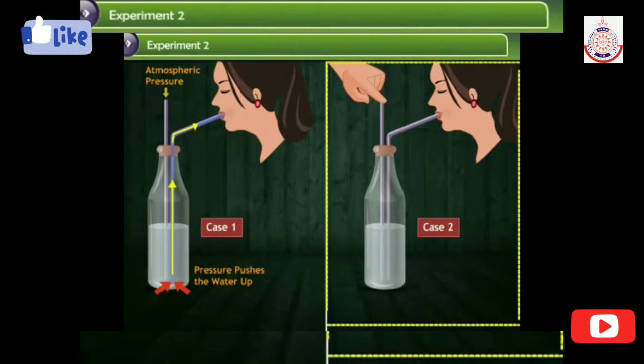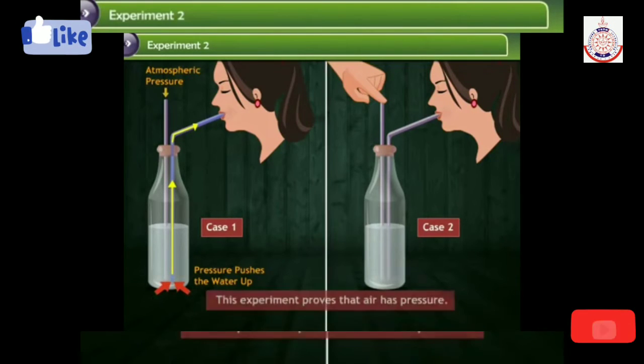In the second case, when you try to sip water with the second straw covered, it does not allow the atmosphere to push down on the surface of the water. Thus, water does not move up into the straw. This experiment proves that air has pressure.